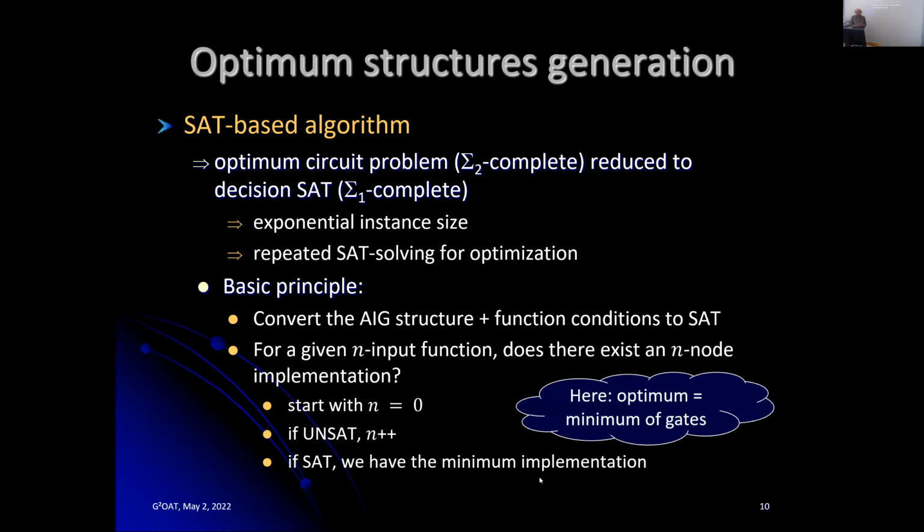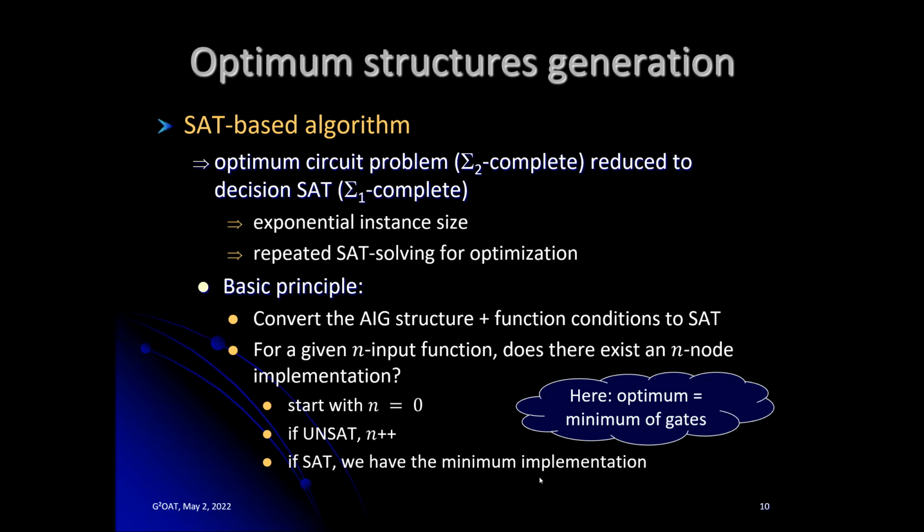Everything clear? Okay. So I'll go back to what I wanted to speak about, and the main part is how do we generate those optimum structures, and how do we convert that sigma two complete problem to basically NP complete only, and that's simple. The trick is simple, and probably you know several other examples where such a trick is used.